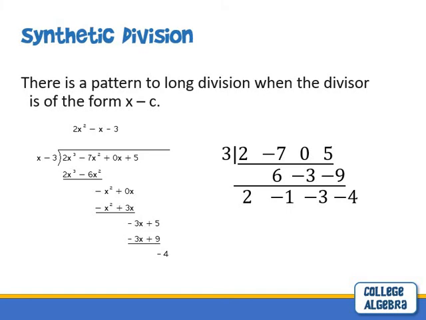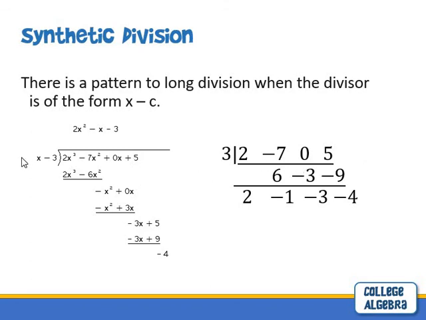So long division of polynomials can be a little tedious. Luckily, when your divisor is x plus or minus a number, there's an easier way to do it that we call synthetic division. Okay, and I've got an example here done by long division where we did 2x to the third minus 7x squared plus 0x plus 5 divided by x minus 3, and you can read through that.